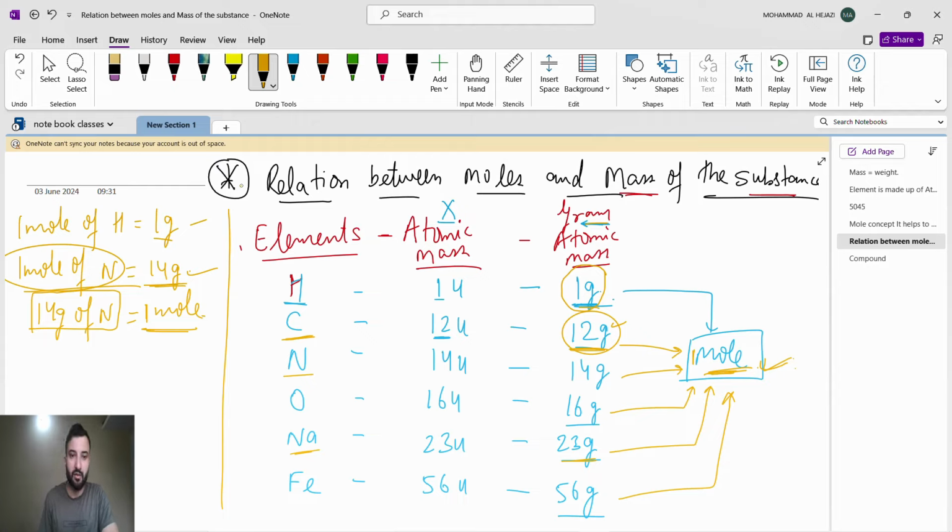So this is done: relation between moles and mass of a substance. Write down the example like elements, same atomic mass, which we have already studied in the last video also. Then gram atomic mass: we write the atomic mass in gram, it is gram atomic mass. Then whatever the gram atomic mass is, that is the mole, and this example.